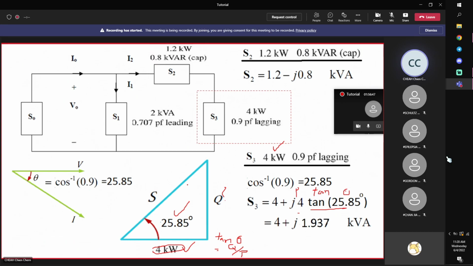Remember, you're just given two pieces of information to find P and Q. Some of the information may be given directly, some indirectly. Give a theta and this one, and you can still find Q, which is 1,937, meaning 1.937 kilo. Take note, positive. Why? Because it's lagging, and lagging means inductive. Therefore, it's positive reactive power.